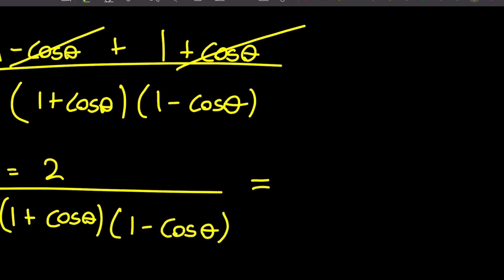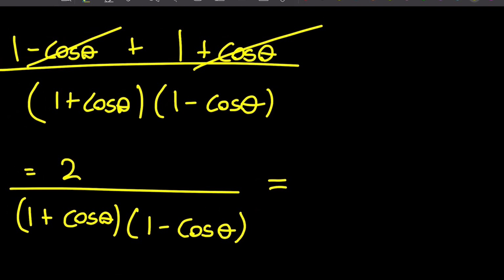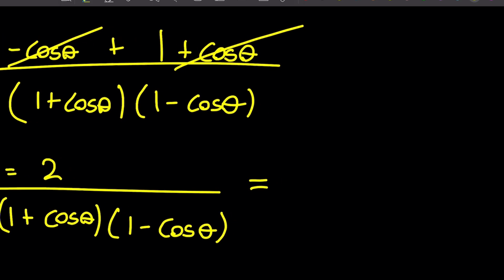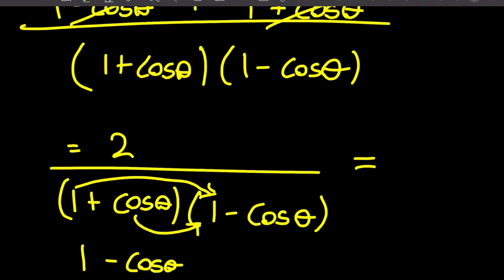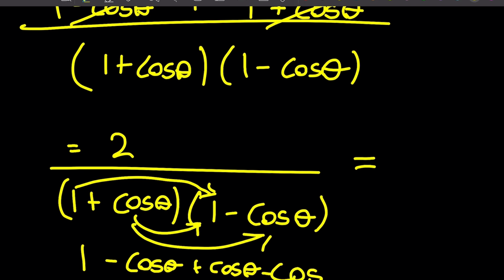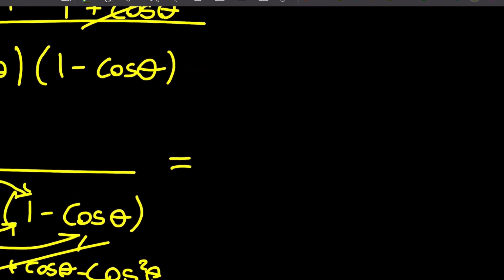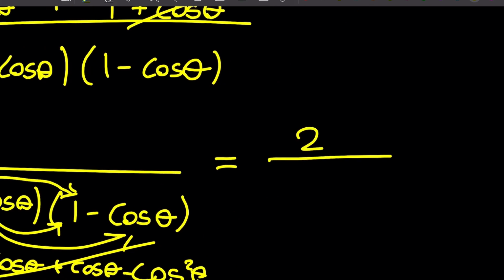If you notice something about this, I want you to take a second and just look at this. Or actually, no, we'll evaluate it. So let's evaluate the denominator now. We do this by expanding. So 1 times 1 is 1, minus cos theta times 1 is minus cos theta, plus cos theta, because we're now doing this one, plus cos theta, minus cos squared theta. So these two cancel out, and we'll have 2 over 1 minus cos squared theta.